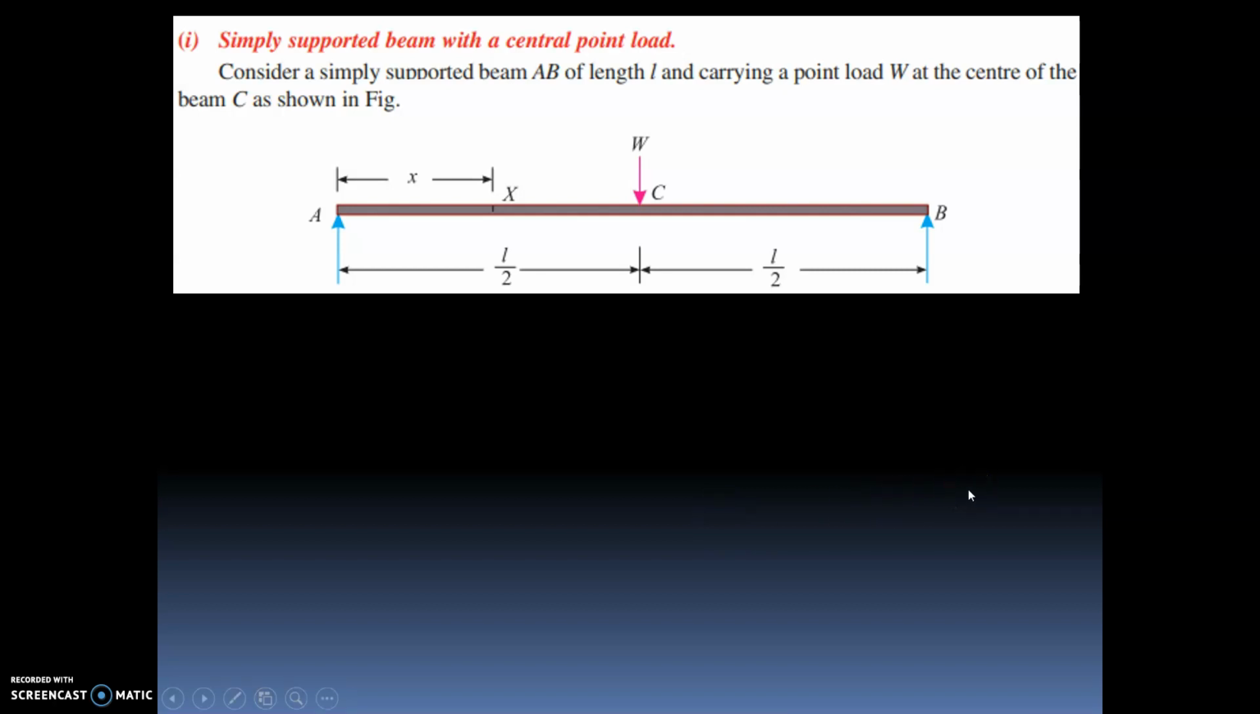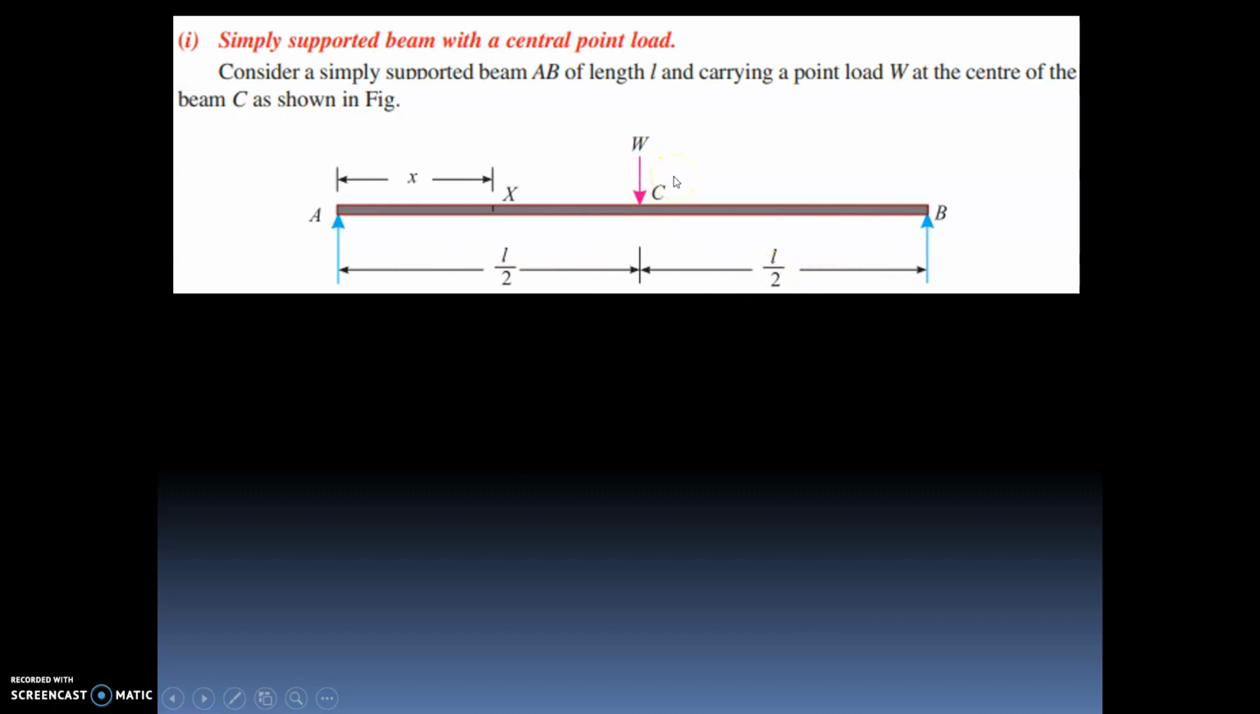So how to find the slope and deflection for this type of beam? Let us consider a simply supported beam AB of length L. Okay, total length is L, and carrying a point load W at the center of the beam C. Okay, so this is a simply supported beam AB with central point load W, at a distance of L by 2 and L by 2.